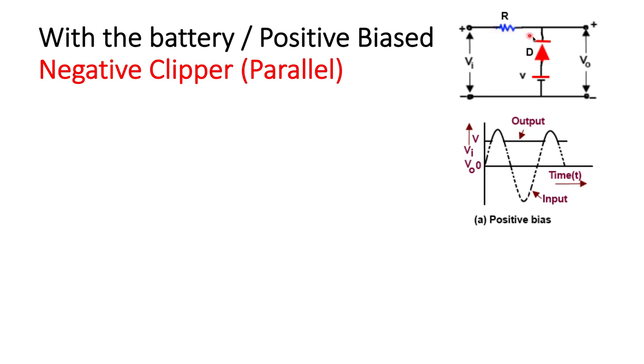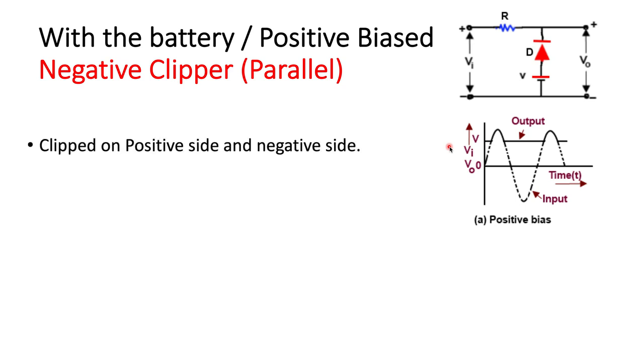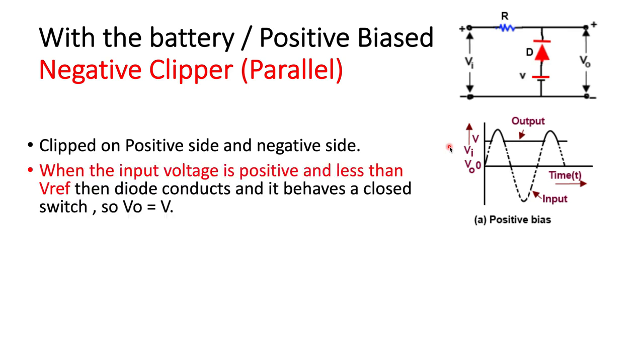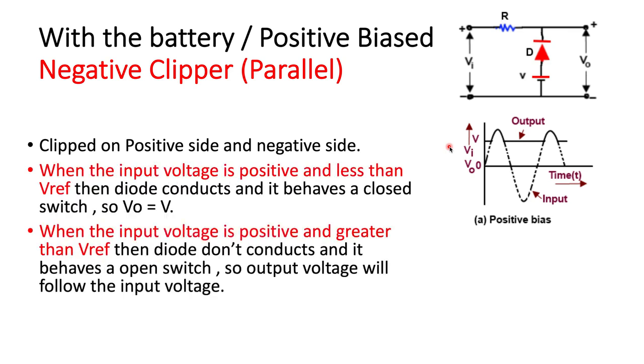Suppose another case: what if the input voltage is greater than V? Then this diode will not conduct, and the output will follow the same as the input. So this is how we got this wave format. We can see that it is clipped on both sides. This is all what we have discussed now.